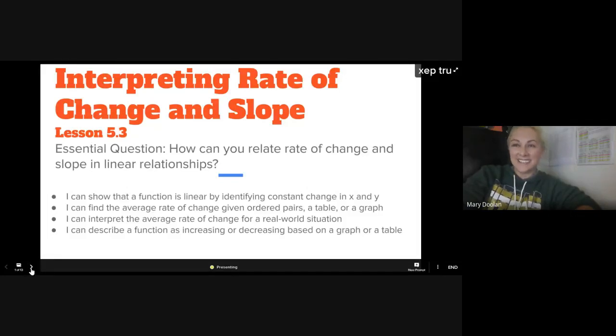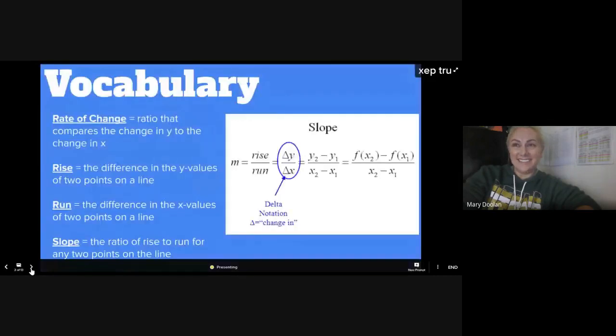All right. It's lesson 5.3, vocabulary. So for slope, lowercase m represents slope, which is also known as rise over run, which is also known as delta y over delta x, where delta means the change in. Delta is the Greek letter. That's a Greek D, delta.